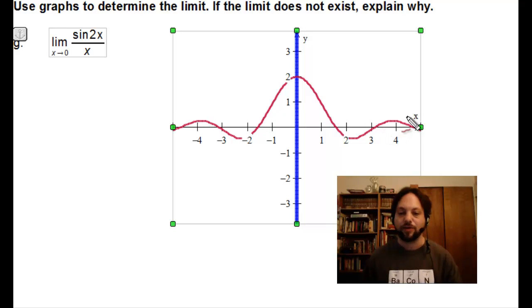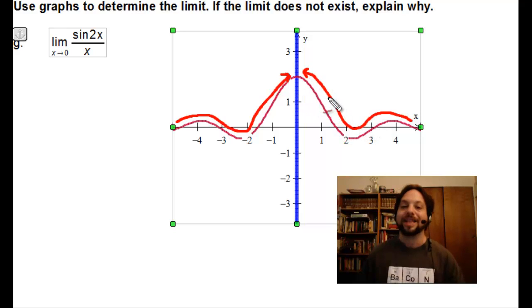This time, if we follow this from the left, notice what happens. Just like in example B, we're approaching a value, and if we go from the right, notice again, we're approaching a value. This time, fortunately, we are approaching the same value from the left and right, and that is going to be the value of our limit. In this particular case, that limit is equal to 2.